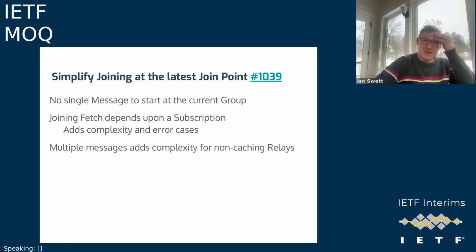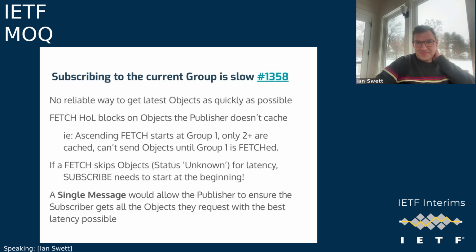On the other one, I put this all under 1358, but I actually think it's more broad and touches on a few other things we've talked about and other issues. That subscribing to the current group today is still slow, or it's either slow or unreliable. It's kind of unclear to me which it is. So there's just no reliable way to get all the latest objects from the last few groups as quickly as possible. It just doesn't exist without a subscriber assuming an awful lot about the publisher's behavior.